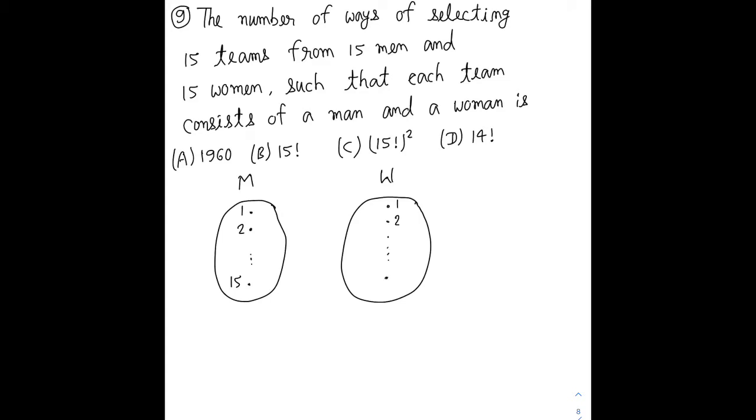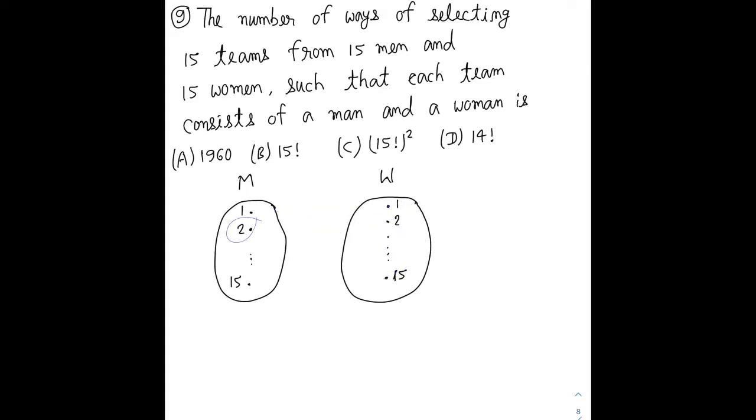He will have all 15 choices. So the first man can choose any one out of 15 women. The question is good because if you make a team of man with man, it won't be good. If you make a team of man with woman, it's good. Even if you make a team of women with women, it won't be very good. So man with man is not good, woman with woman is not good. Man with a woman, that is a better choice. So for the first man you have 15 choices.